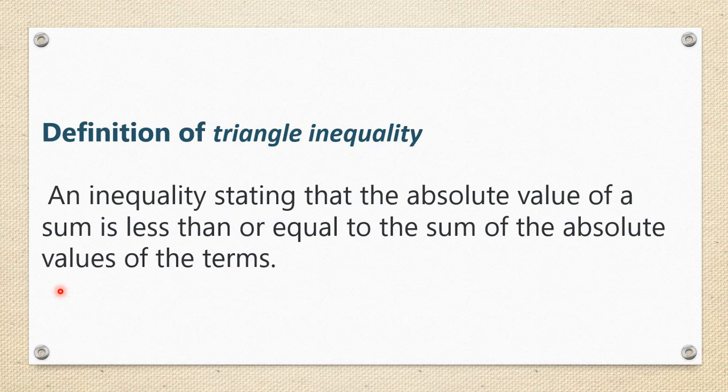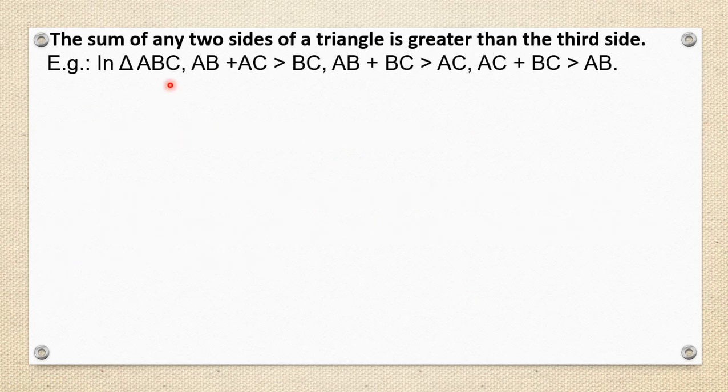An inequality states that the absolute value of a sum is less than or equal to the sum of the absolute values of the terms. As we have studied in earlier classes, this is very well known. The sum of any two sides of a triangle is greater than the third side. This is the first inequality in a triangle.